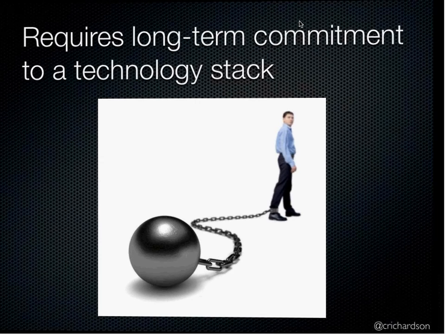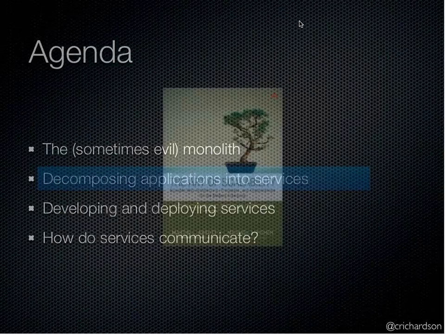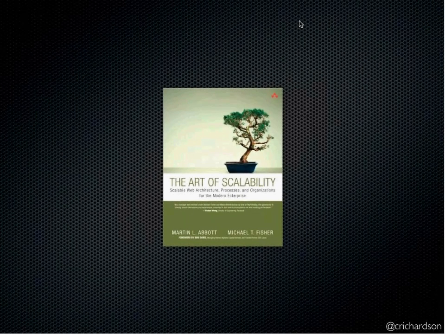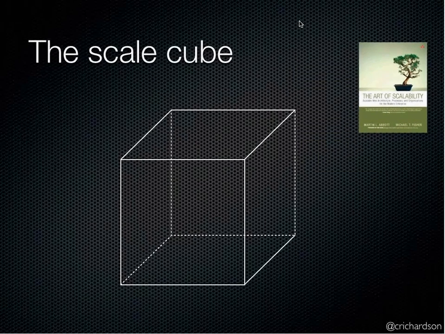Okay, so what can we do about it? A few years ago, I read this great book, The Art of Scalability, which was written by some folks that worked at eBay and PayPal. So these were people who are used to working on large-scale systems, and not just large-scale systems, but also large-scale engineering operations as well. And in this book, they present a really interesting model of scalability, a three-dimensional model, the scale cube.